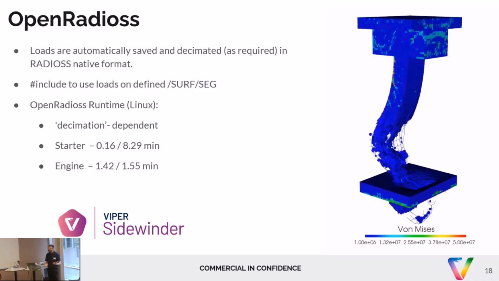So depending on how you choose to develop that file will depend on the starter time. Won't really have much of an impact on the engine. But this means that to run this fully uncoupled simulation, it takes about anywhere between 16 and 22 minutes.